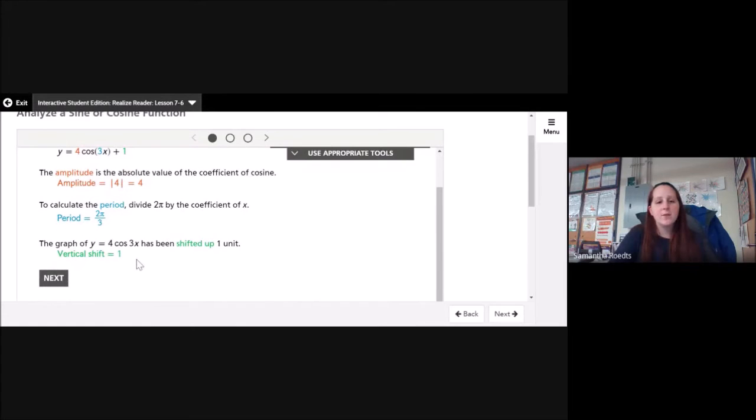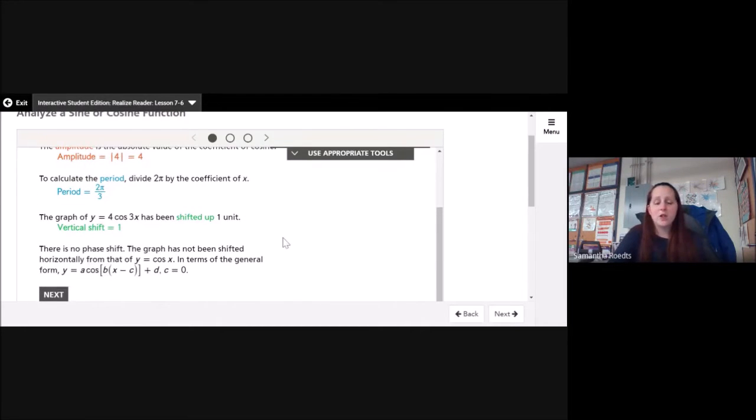And the plus 1 is a vertical shift. So the graph of y equals 4 cosine 3x has been shifted up 1 unit. There is no phase shift. The graph has not been shifted horizontally from that of y equals cosine x. In terms of the general form, y equals a cosine b of x minus c plus d, where c equals 0.